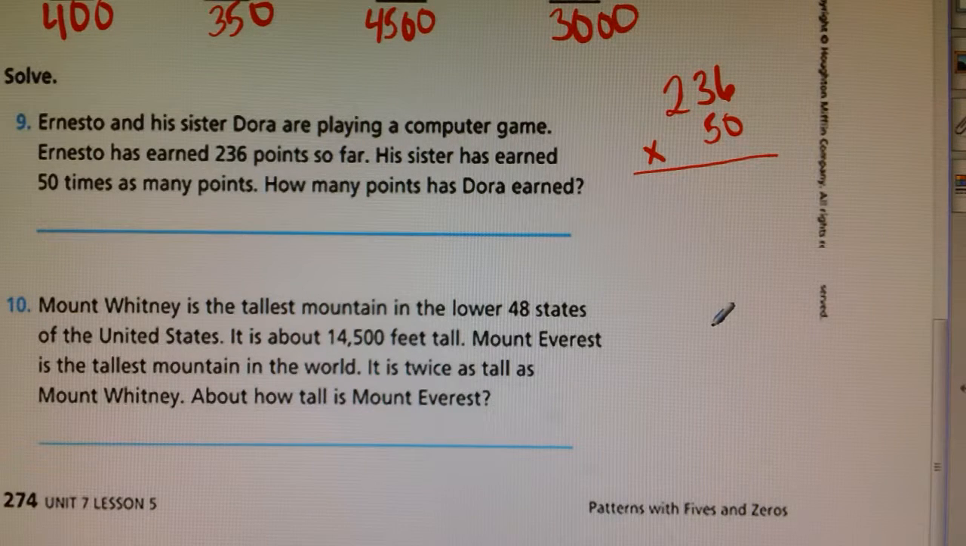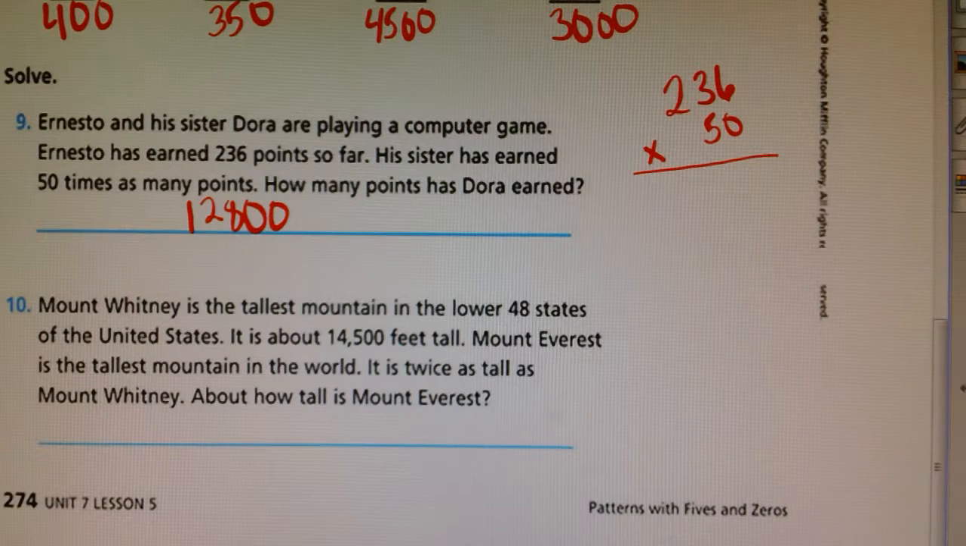Okay, welcome back. I look at this like 236 times 5, which is 1,280, but I have that extra 0, so I'm going to add that extra 0 on.